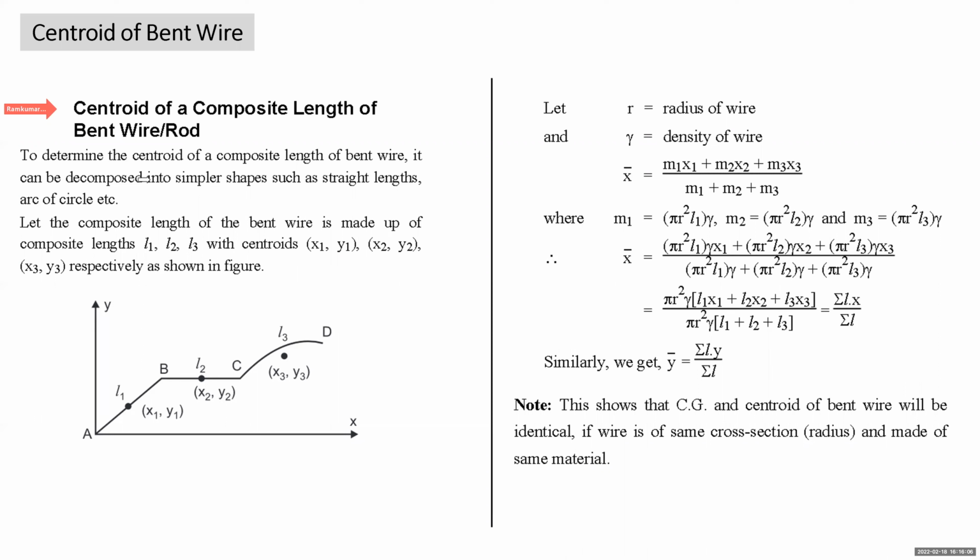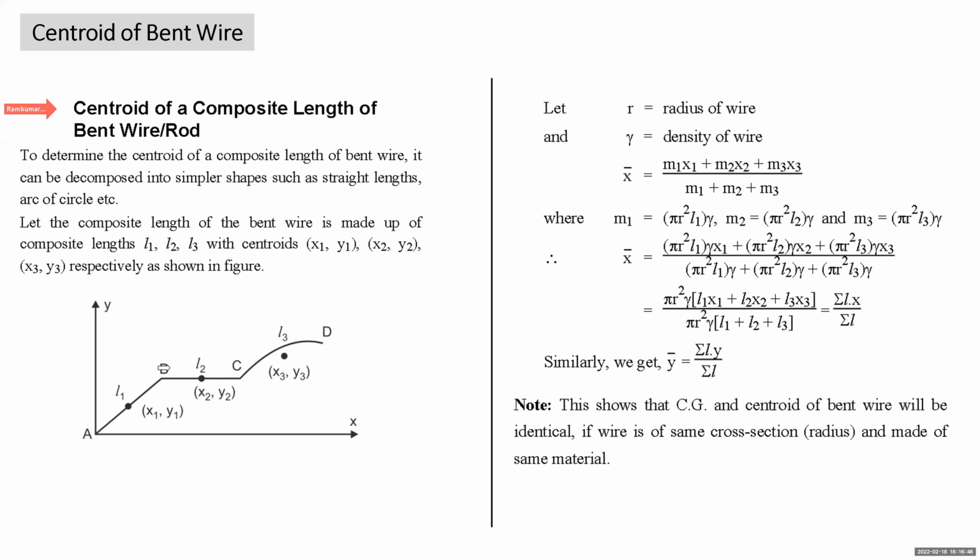Now, to find the centroid of the composite length of bent wire, it can be assumed to be made up of some simple lengths like this. In this case, we have taken a composite length which is bent into three parts in this way. AB is a straight inclined length, BC is a horizontal straight length, and part CD is bent into the shape of a curve. Let L1 be the length of part AB of the wire, L2 the length of part BC, and L3 the length of part CD. Coordinates of the centroid of part AB are x1, y1; part BC, x2, y2; part 3, that is CD, x3, y3. All right.